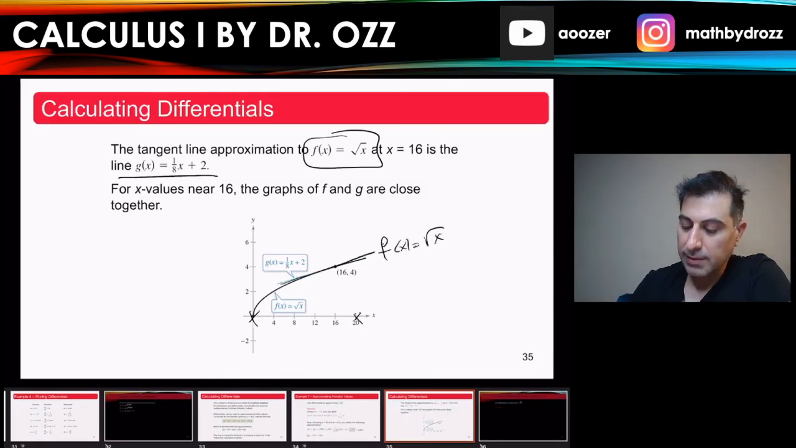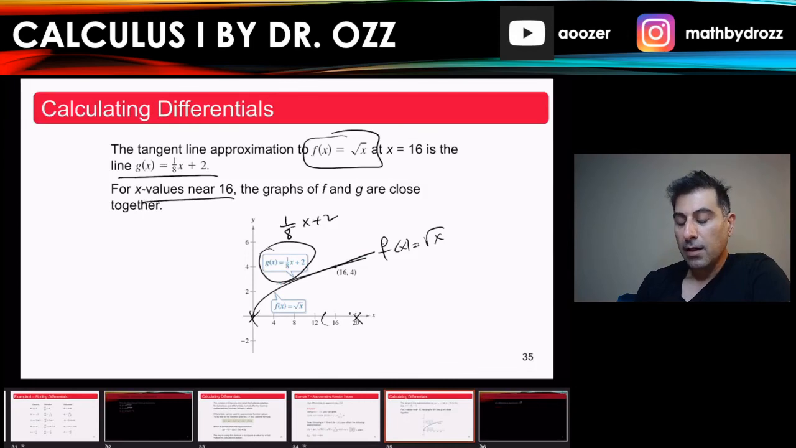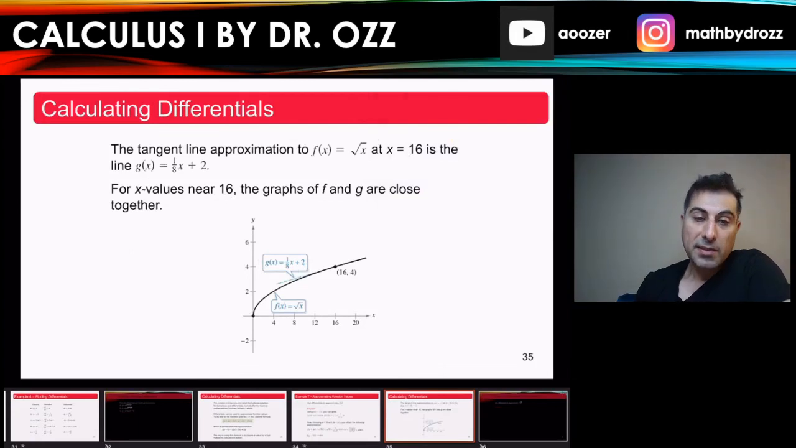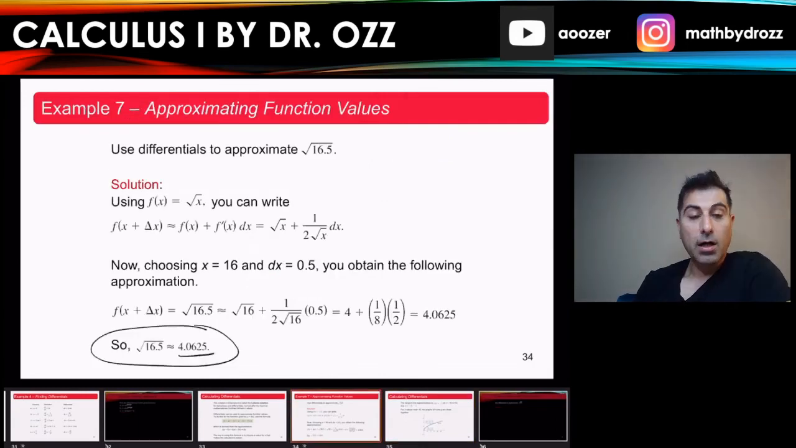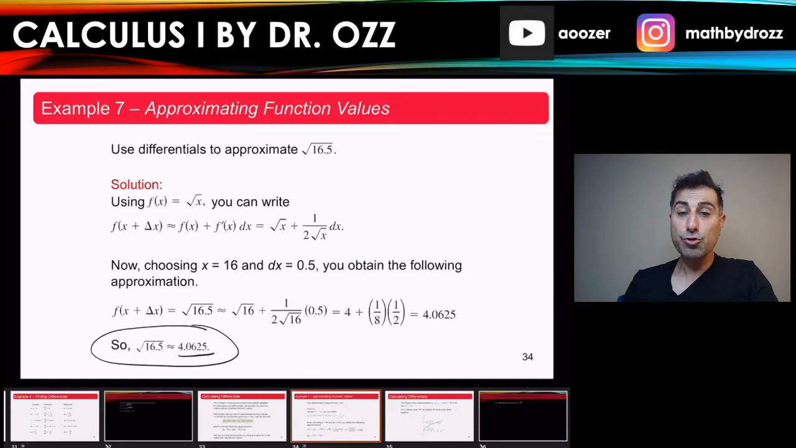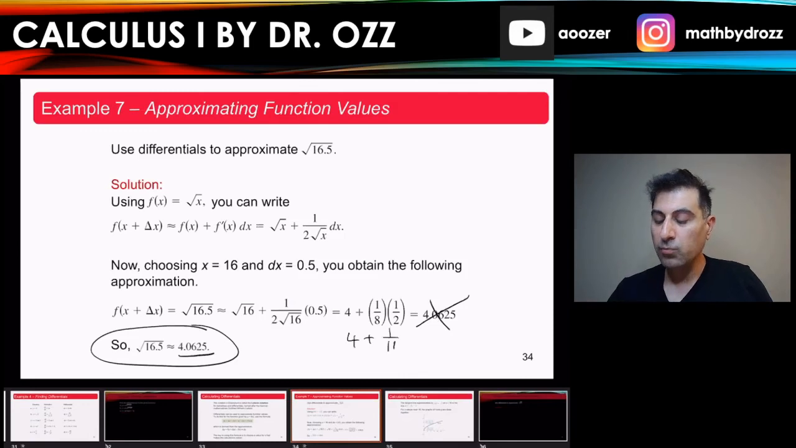So you essentially look at this tangent line here, and that turns out to be 1 over 8x plus 2. As you see, whenever you are around 16, you can't really distinguish these two graphs. Let me just clean this to see that the blue line cannot be distinguished from the black curve here. So that's why this is a very good approximation. Radical 16.5 can be approximated as 4.0625, and you don't need a calculator here. You can even leave the result right here, 4 plus 1 over 16.